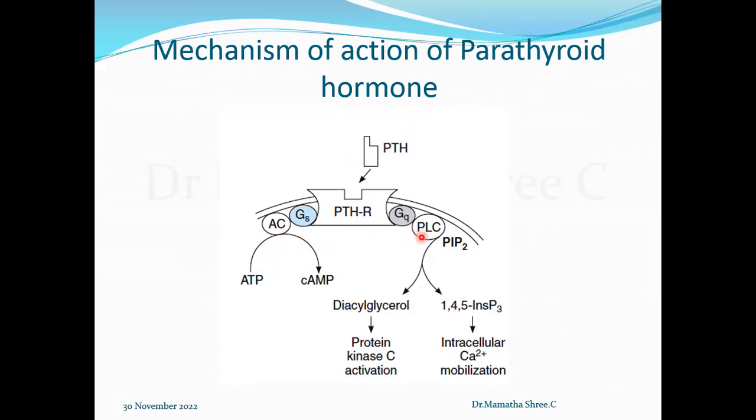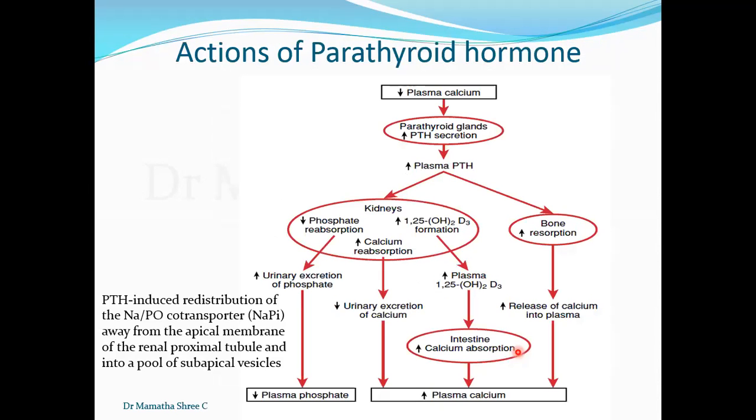Then through another G protein, there is phospholipase C activation, which will convert phosphatidyl inositol into diacylglycerol and inositol triphosphate. Diacylglycerol helps in protein kinase C activation, which helps in performing further actions of parathyroid hormone. Inositol triphosphate stimulates the endoplasmic reticulum to release calcium from its store, resulting in increased calcium release, right? So this is how the parathyroid hormone acts.